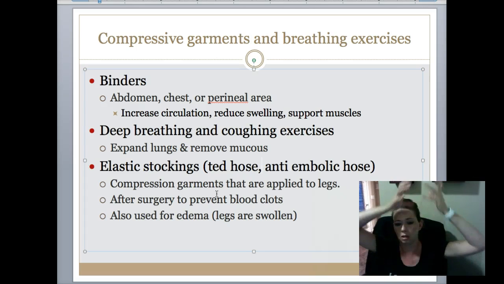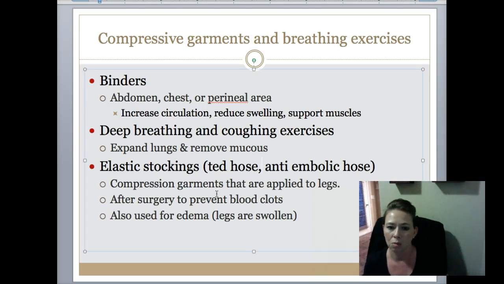Some go up all the way to the thigh. So depending on what the need of that patient is, the type we'll get. They do have to be measured for these elastic stockings, and I'll show you how to do that in lab. They are usually used after surgery to prevent blood clots, or maybe they're in the hospital for a long period of time. Also commonly used for edema to their lower extremities.